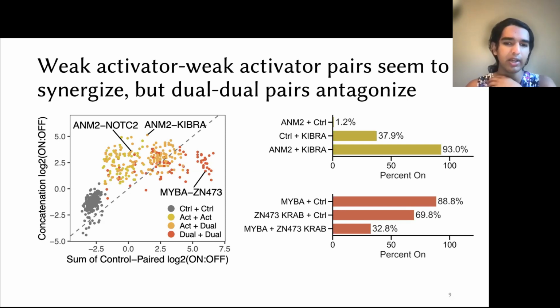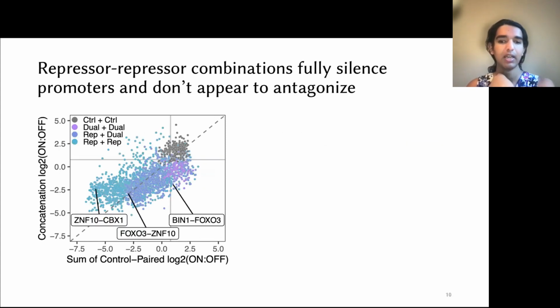So the overall takeaway, I think, from our examination of activator pairs is that the weak activator pairs really synergize quite well, but strong activator or dual functional effector pairs often will antagonize each other. The flip side of this question is to look at repressor domains. And here we see something that's a little bit different. You see a fairly nice line from the gray control domains along the dashed y equals x line, and then a little tail of repressor pairs that goes off towards the left of the screen.